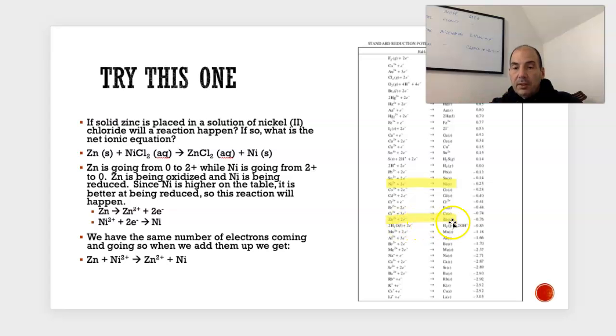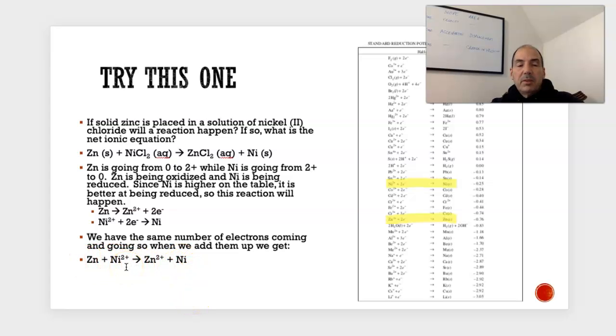So I say zinc yields a zinc 2 ion plus 2 electrons. And for the nickel, since it's being reduced, we leave it exactly as it is. Nickel 2 ion plus 2 electrons yields nickel. I see that I have 2 electrons in each. They're going to cancel out. And so I'm going to be left with this as my net ionic equation.